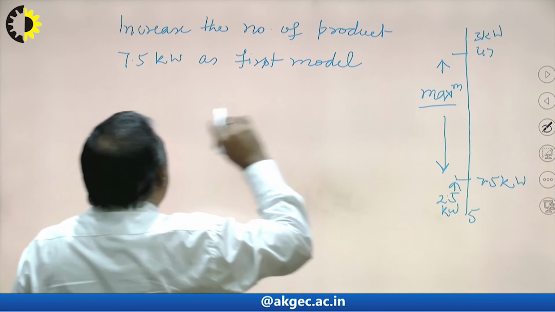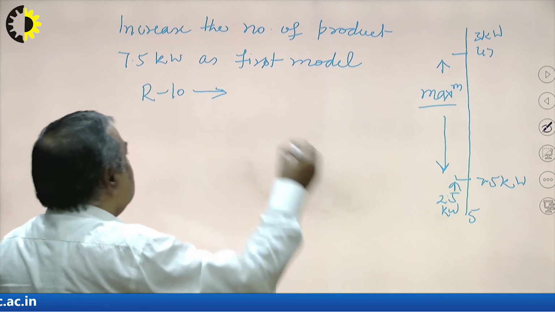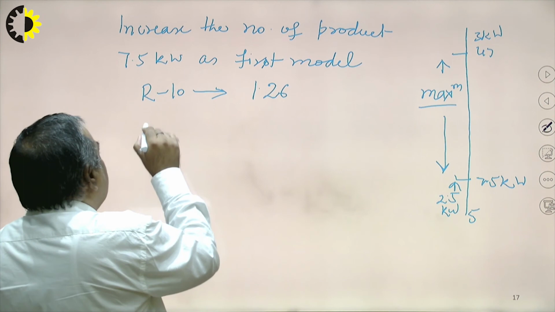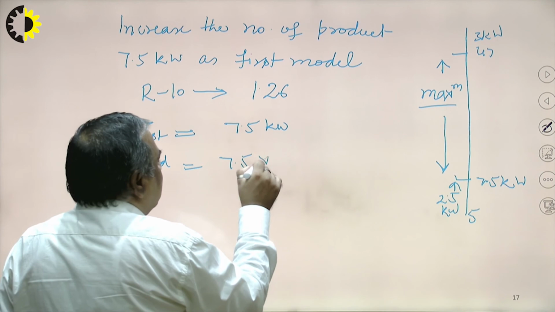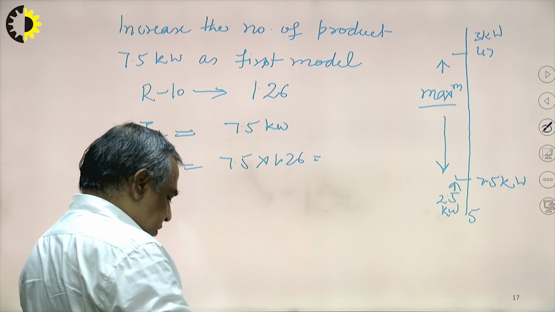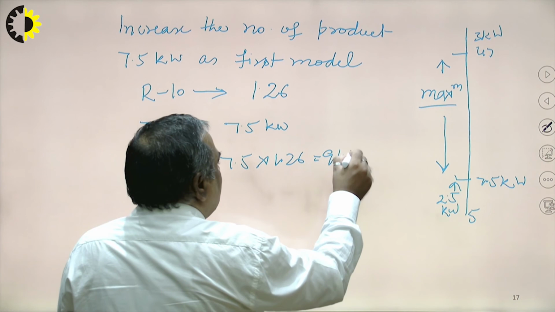and then I will take the next series, that is R10 series. Now we need to use the 9 models. Then this is 1.26 series factor we use. So we start with first model is 7.5 kilowatt. Second model is 7.5 multiplied by 1.26, that we can calculate. This is 9.45, which is 10 kilowatt.